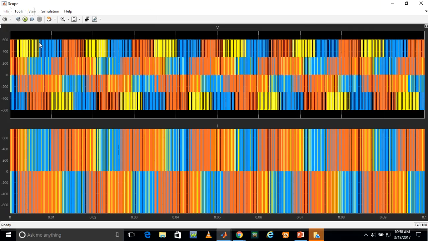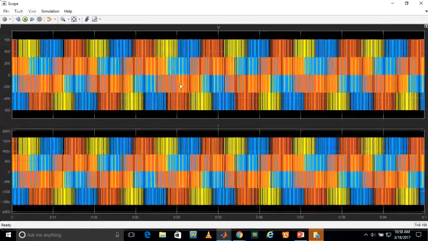this is how it actually looks. You can see the blue, orange and yellow. It's not a good waveform, but it's still giving a sinusoidal type, a very little bit sinusoidal, because it's having way too many harmonics.